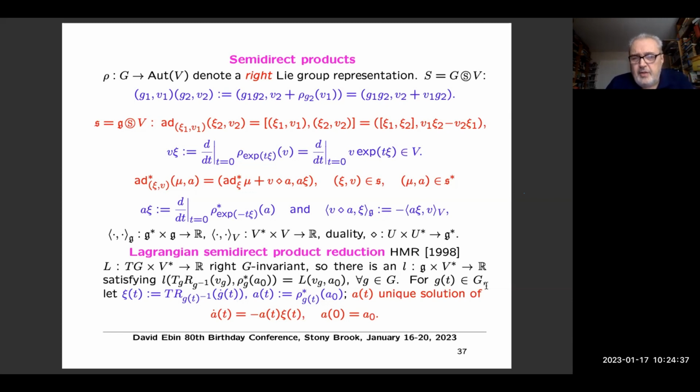I give you a curve G of t, and I give you a curve psi of t. I take G dot t and bring it to the identity. And I let A of t be dragged by the action. If you take the derivative of this equation, you get this. So you get one equation, well, one vector equation. Linear equations with time-dependent coefficients, quadratures.